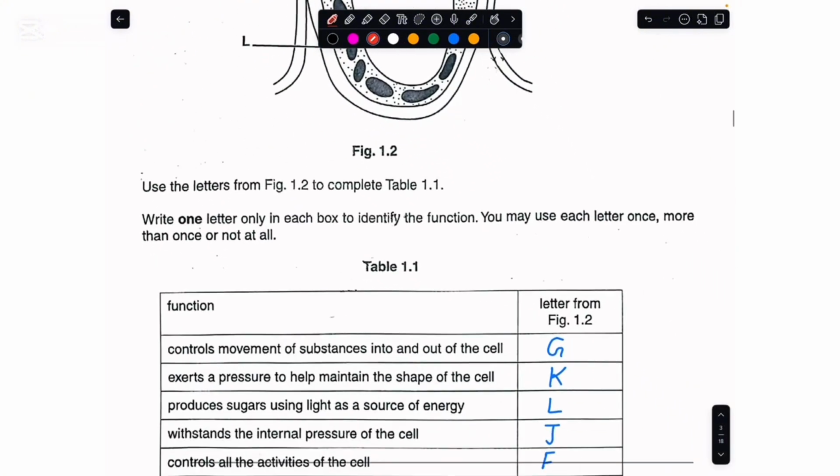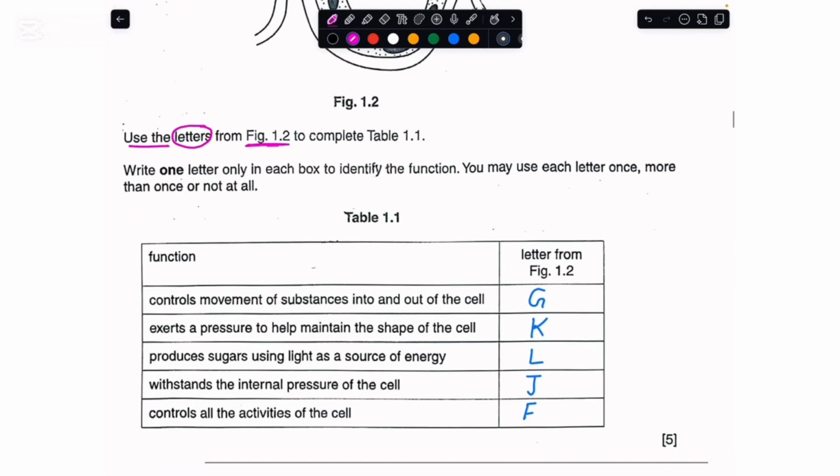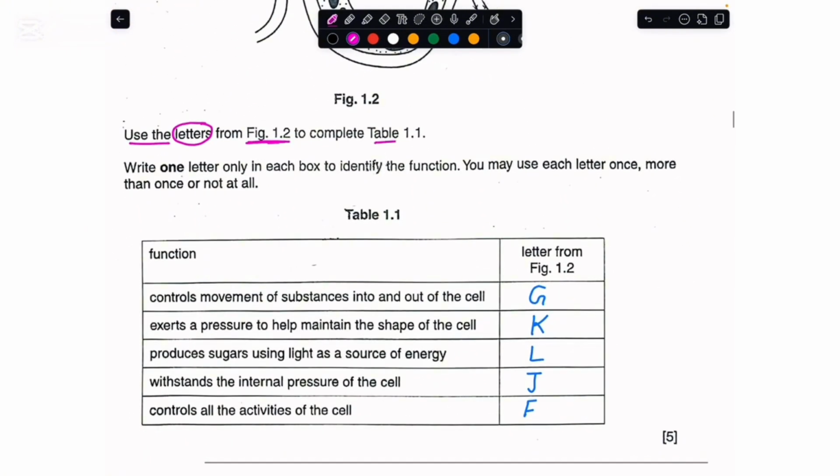Now, if we further see, they have given you the box. They inquire from you that you are required to use the letters from figure 1.1. And you see that we are given multiple letters here. Then we are required to complete the table. What we have to keep in mind is that we are supposed to write one letter in each of the boxes which they have given us, that applies to the function which they are rendering.